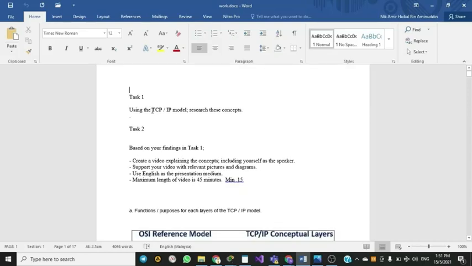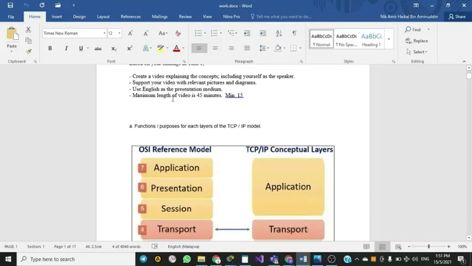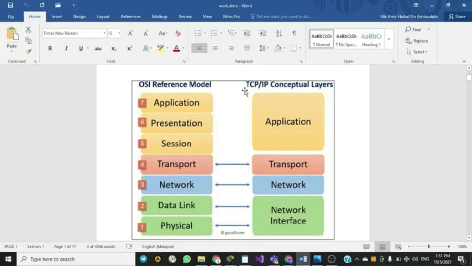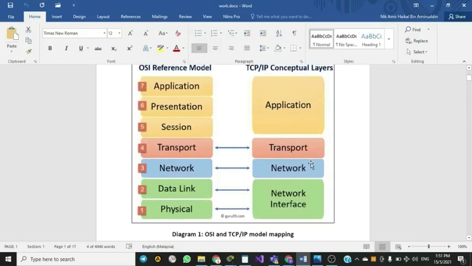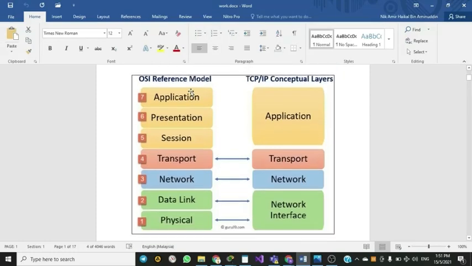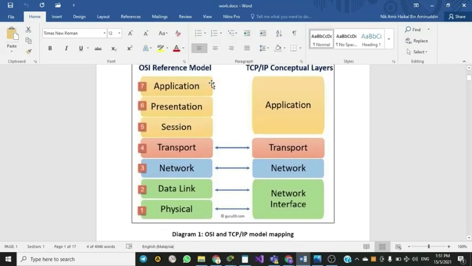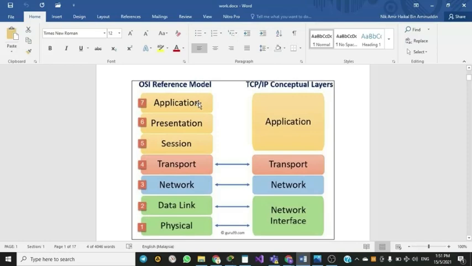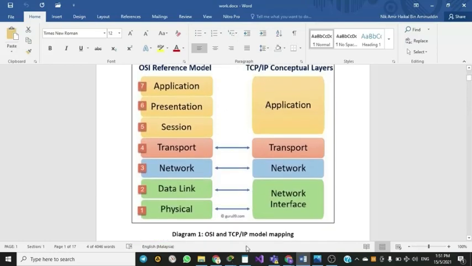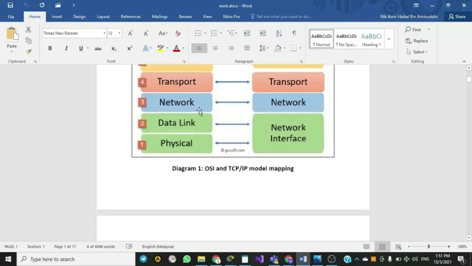Today I'm going to talk about the TCP/IP model. This is the TCP/IP model. We have the application layer, the transport layer, the network layer, and the network interface layer. As with the OSI reference model, we have one of these. They are pretty similar, but interchangeable. The same concept, but different execution.